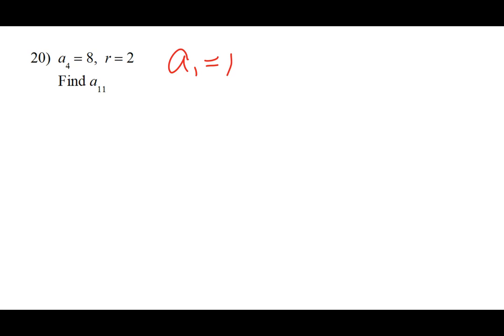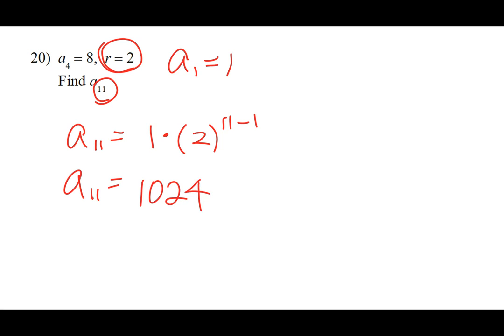And we're going to find the a sub 11. So formula again. So we're going to find nth term is 11, and r equals 2. A sub 1 equals 1. So use the formula. A sub 11 is 1 times base is 2 to the n minus 1 power, so 11 minus 1 power. So if you work that out, 1024. Okay.